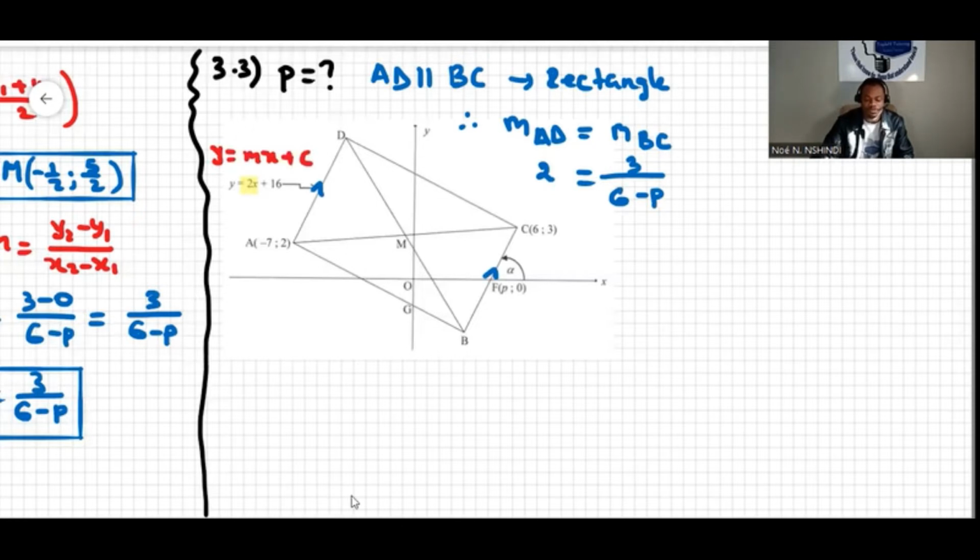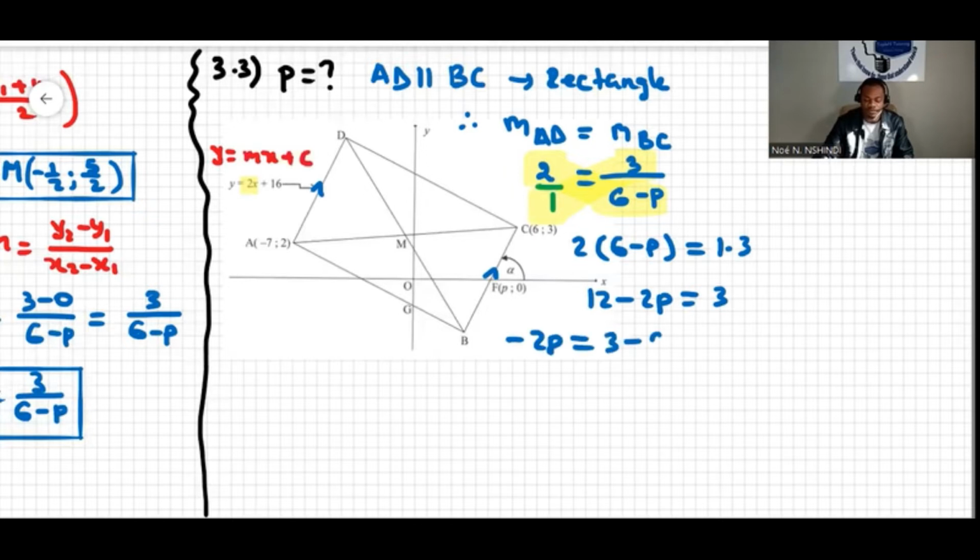Okay, because here the denominator is 1. If we cross multiply, we're going to say 2 times this denominator and then 1 times that numerator. So that makes 2(6 minus p) equal to 1 times 3, and then that makes 12 minus 2p equal to 3. So if I move the 12 over, that would be negative 2p equal to 3 minus 12. Okay, and that makes negative 2p equal to negative 9, and then p will be 9/2.